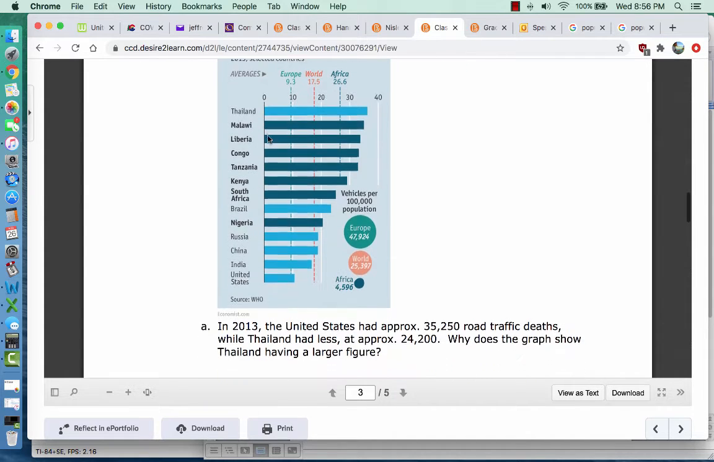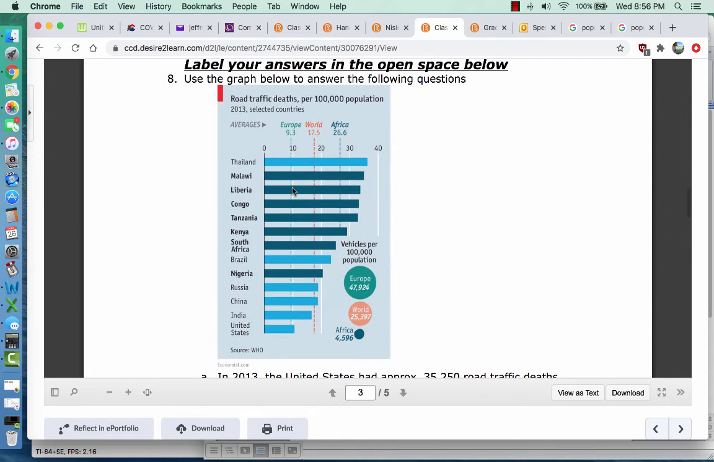So the question on A says, well, let me just read a couple statistics. If you look at China, they're showing about 18 road traffic deaths per 100,000 population. So for every 100,000 people in the country, about 18 of them are going to die per year from road traffic accidents, which seems pretty low. The United States is lower than all these countries.